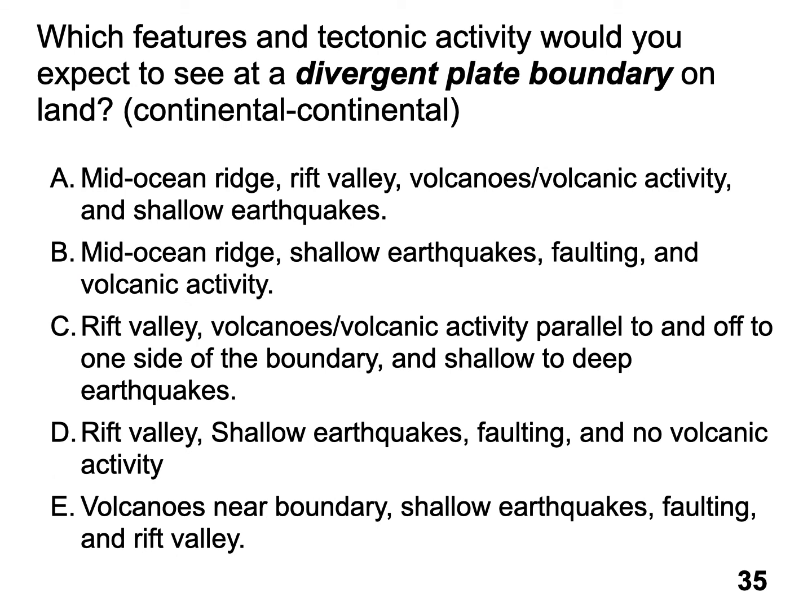Our question now is, which features and tectonic activity would you expect to see at a continent-continent divergent boundary? And the best answer to that question would be E. Of the options, it's the only one that has everything in it that works with a continental divergent boundary. So volcanoes near the boundary, shallow earthquakes, faulting, and rift valley.